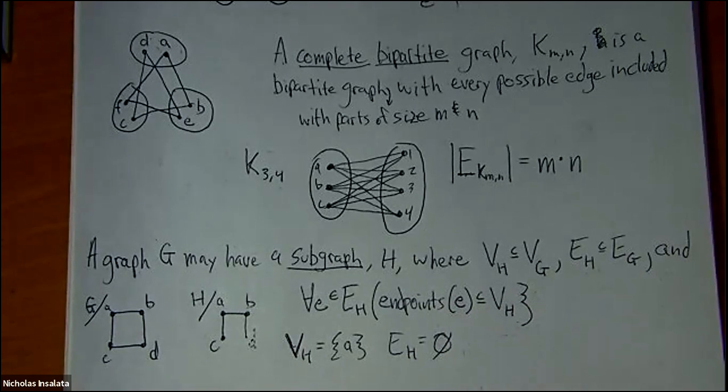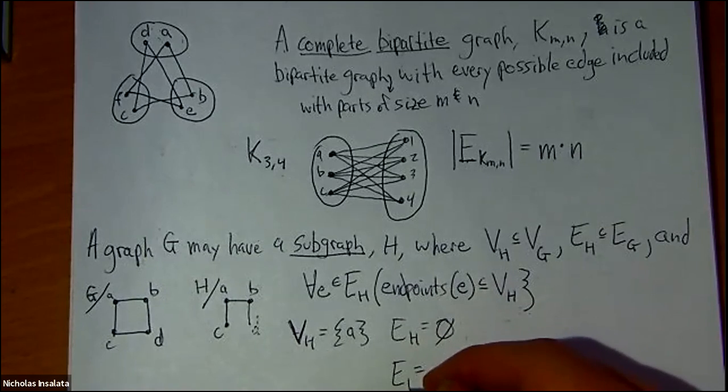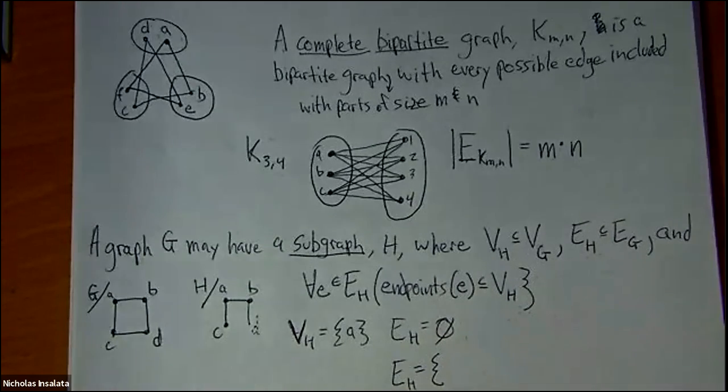Someone give me, or let's do 3 edges. Someone give me a subgraph with 3 edges in it. Let's start with the edge set. There are 4 choose 3 options here, right? So there are 4 choices for an edge set with 3 edges. Take your pick. What do you want to do?